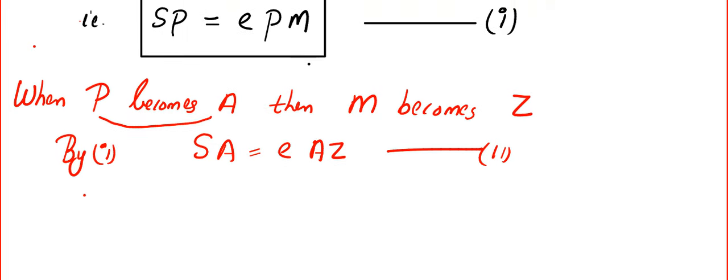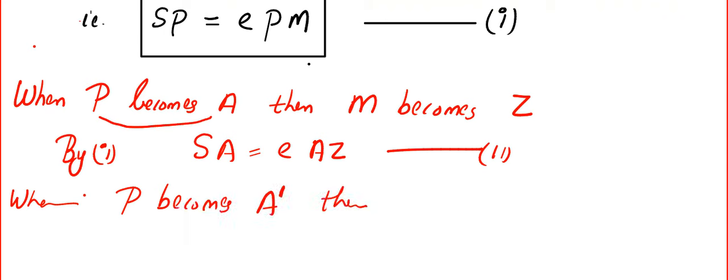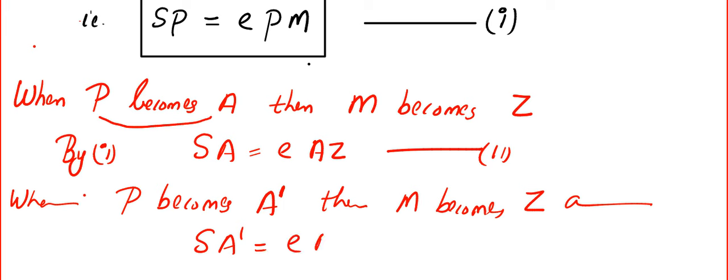So please write. When P becomes A dash, then M becomes Z again, not Z dash, Z. So that gives me SA dash is equal to E into A dash Z. That's equation number 3. Okay, great.